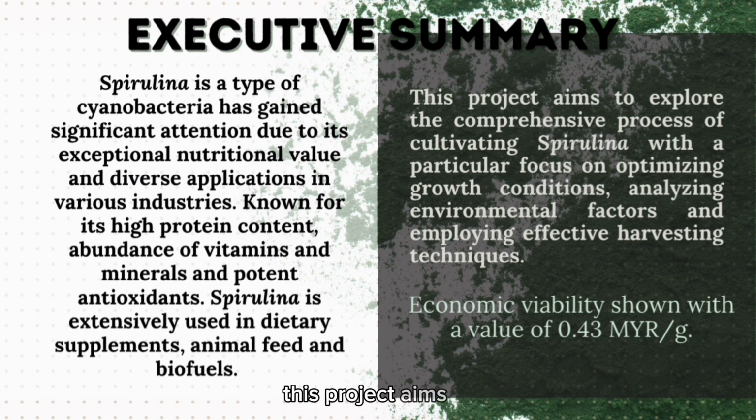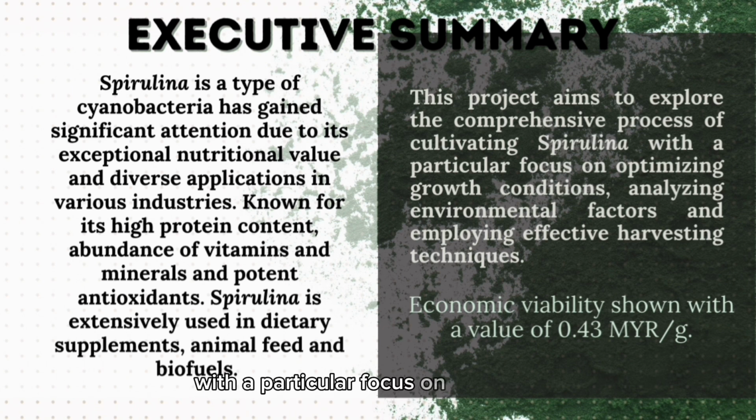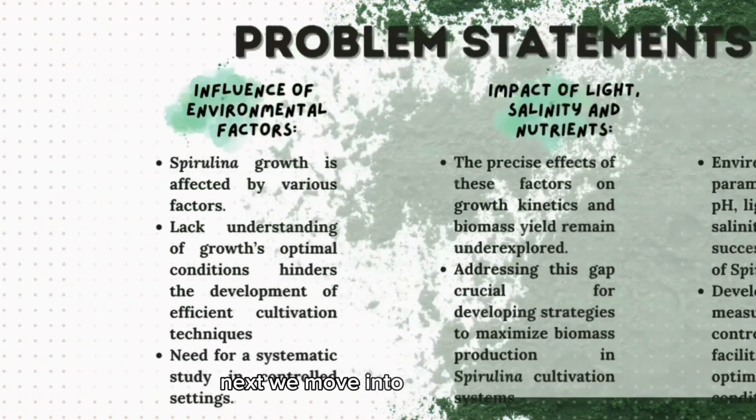So, this project aims to explore the comprehensive process of cultivating spirulina with a particular focus on optimizing growth conditions, analyzing environmental factors, and employing effective harvesting techniques. Economic viability is shown with a value of 0.43 Malaysian ringgit per gram. Next, we move into the problem statement.